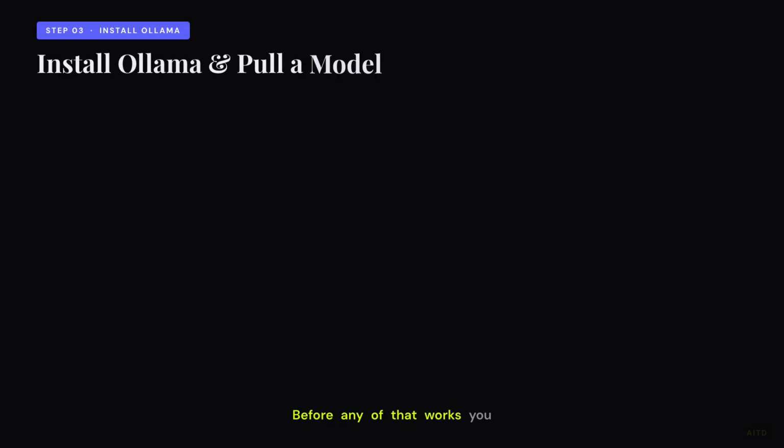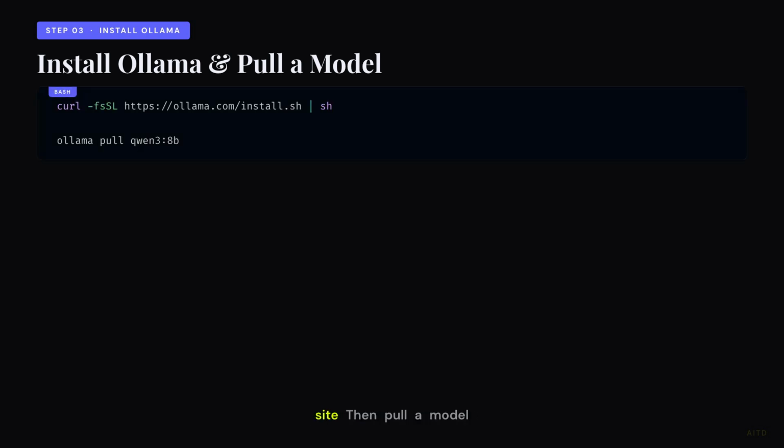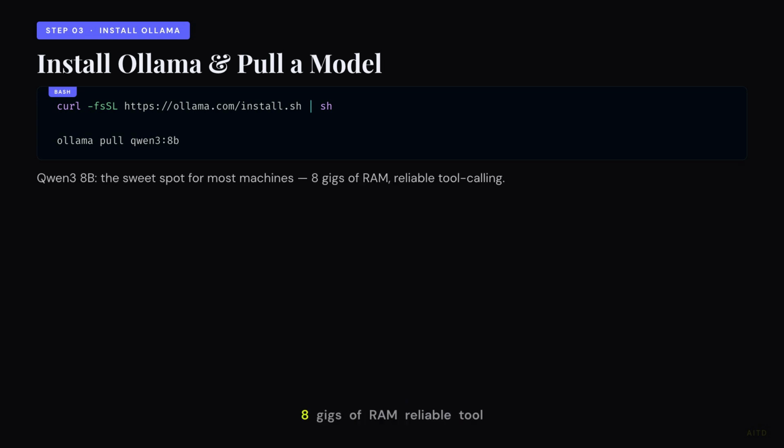Before any of that works, you need Ollama installed, a single install command from their site. Then pull a model. Qwen3 8B is the sweet spot for most machines. 8 gigs of RAM, reliable tool calling out of the box.